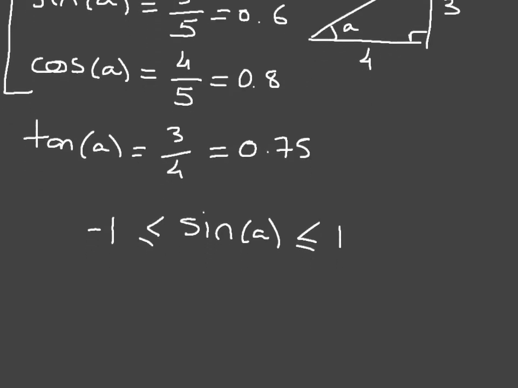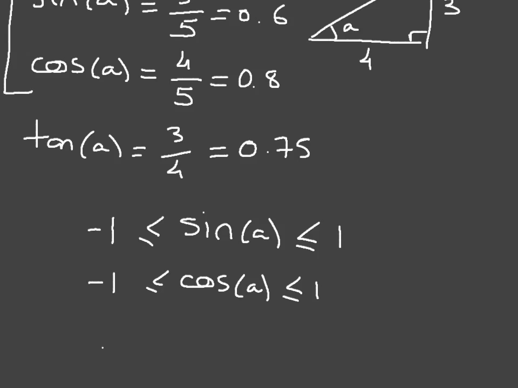In the same way, cosine of A is also always less than or equal to 1 and greater than or equal to -1. And if ever you find that your sine or cosine doesn't fall in those values, then something's gone wrong.